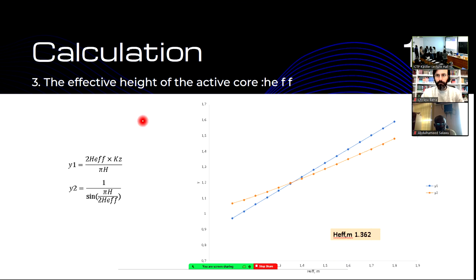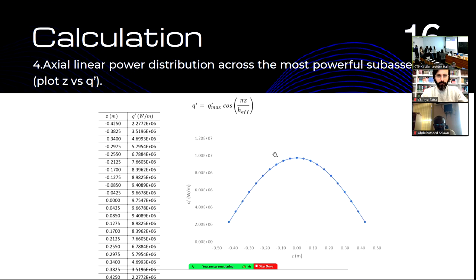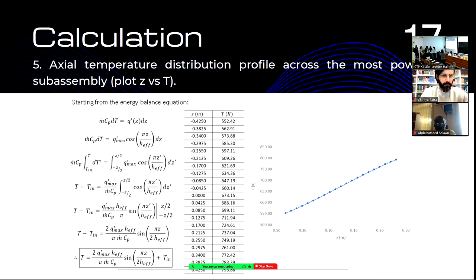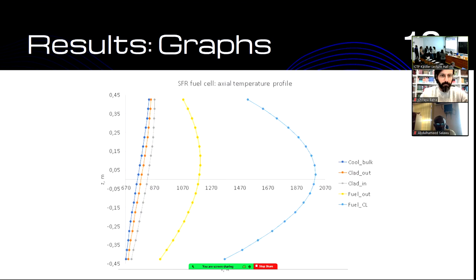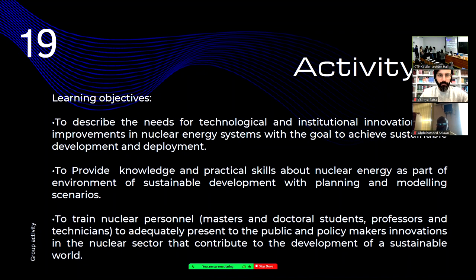To find the effective height of the core, it's exactly the same procedure, which was already discussed. For this case, H effective of SFR is 1.36. Then, using that effective height, we can also get this axial power distribution, and also the axial temperature profile in each domain, and the maximum is less than 2070 Kelvin. Okay, next, Pelo will explain.